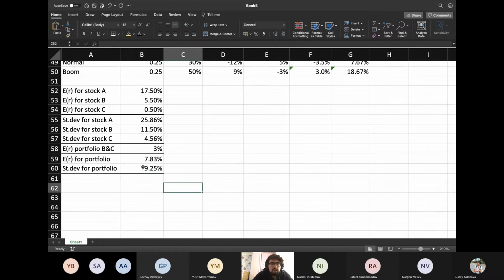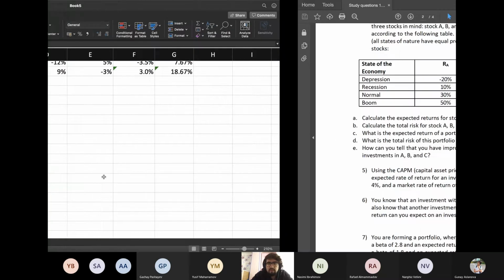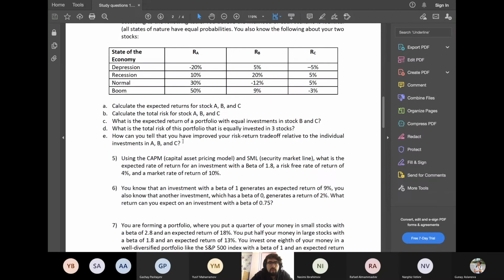Standard deviation is 9.25%. And how can you tell that you have improved your risk-return trade-off relative to the individual investments in A, B, and C?